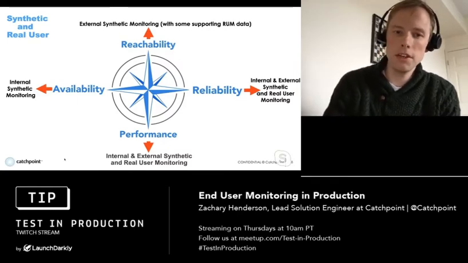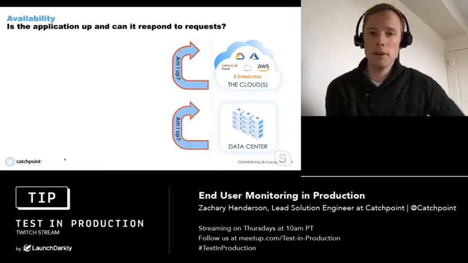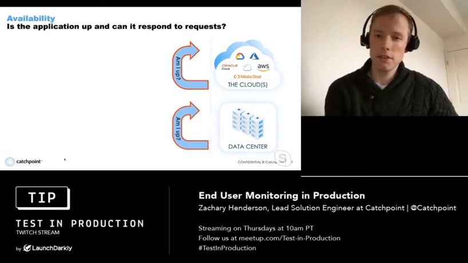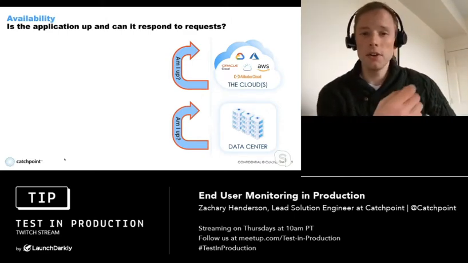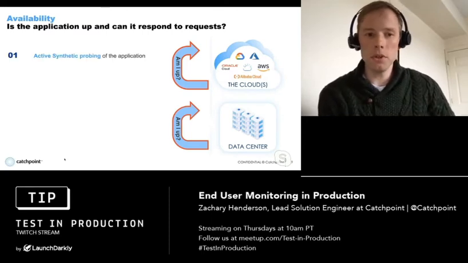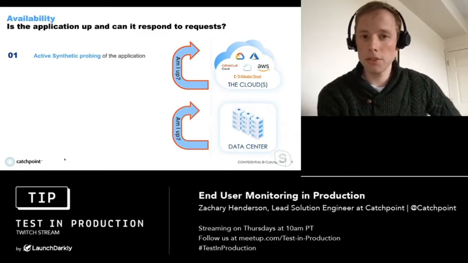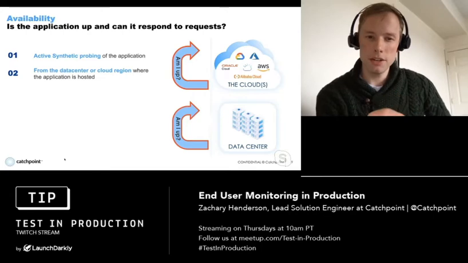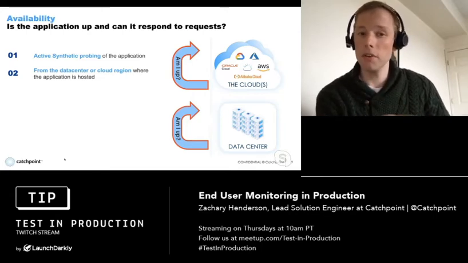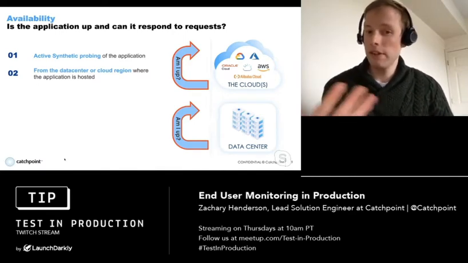So let's break it down for availability, right? Availability is: is your application up, and can it respond to requests? Very simple. It's basically your app in the cloud or your data center asking, am I up? Am I available? Can I actually do what you've built me to do? Essentially, that's just active synthetic probes, where some robotic agent probes different parts of your system and says, are you up or are you down? Again, it's from those data centers or cloud regions. If you're down there, you're going to be down everywhere. So pure availability is mostly about where you're hosted, or where your application is living.